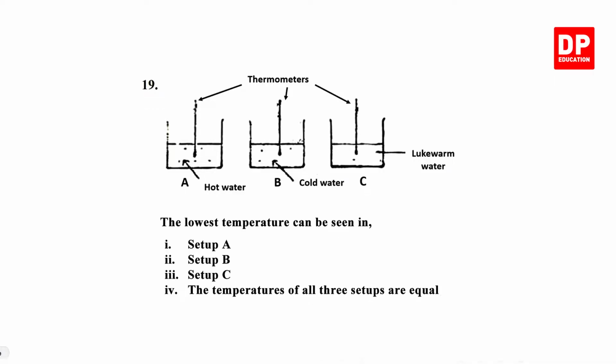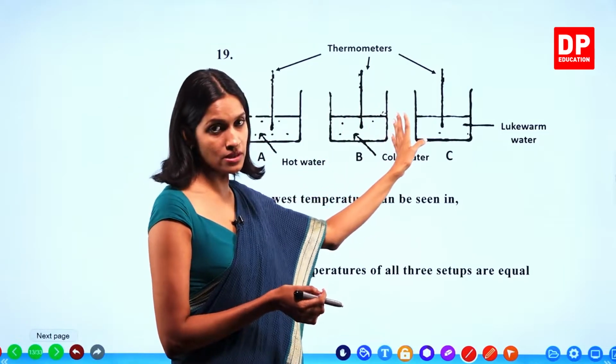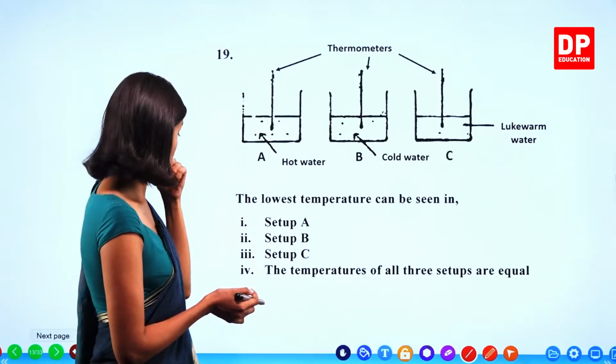Right. Look at this picture carefully. You all can see there are 3 setups. You all can see equal volumes of liquids present. In the first one, hot water. In the second one, cold water. The third one, lukewarm water, which we can consider water at normal temperature. 3 thermometers are immersed in these 3 beakers, right?